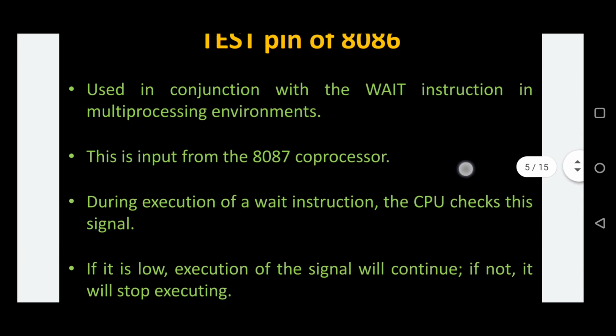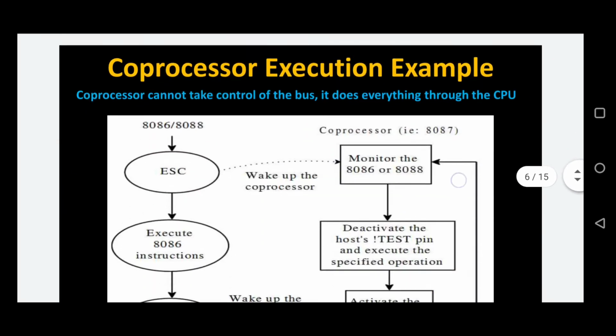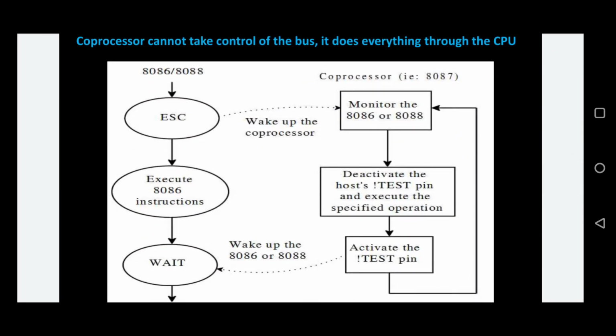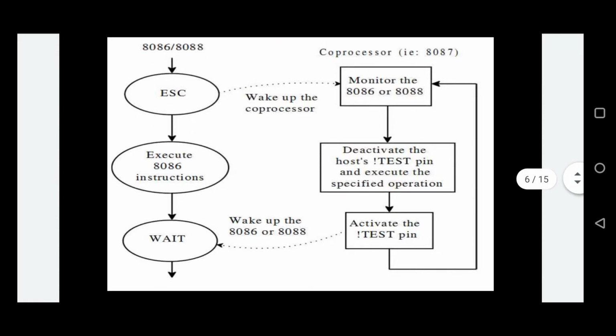Now we are going to discuss the flow chart. The flow chart of the 8086 microprocessor and the coprocessor shows some set of steps for the 8086 microprocessor and some set of steps for the 8087 coprocessor. This is the flow chart, and I will explain it one by one. Both the CPU, which is the 8086 microprocessor, and the coprocessor execute instructions from the same program. This is the very first important point.